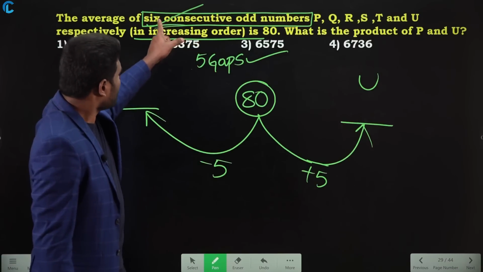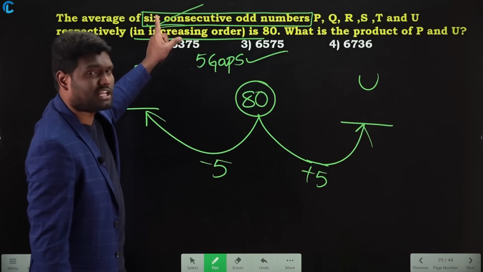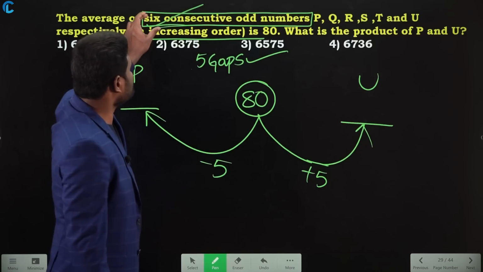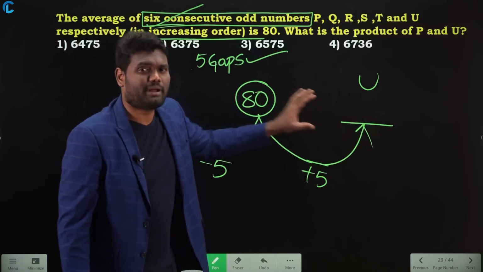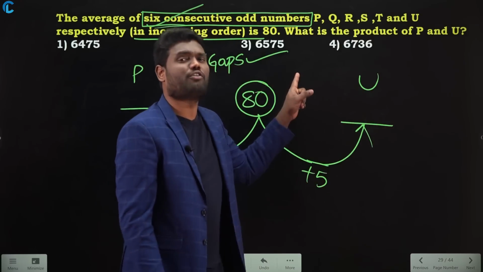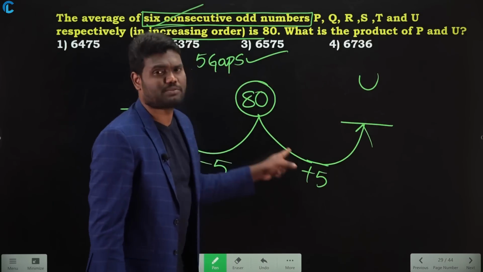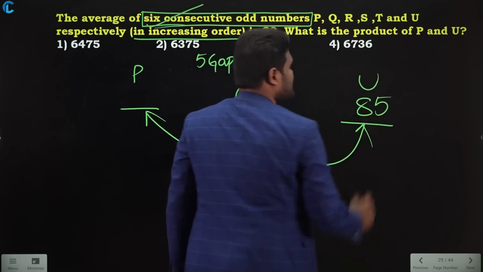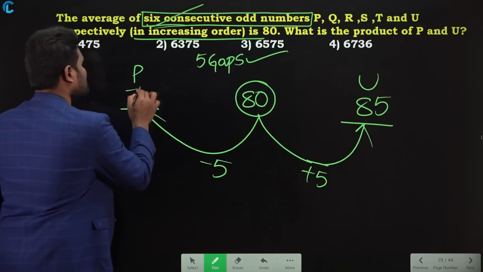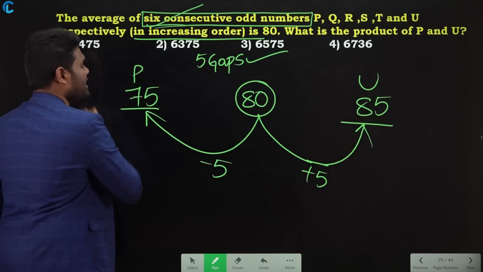Whenever you have consecutive even numbers or consecutive odd numbers, the number of gaps will be 1 less than the number of numbers. If you need to know the highest number, directly add the number of gaps. Now I have 5 gaps, directly 80 plus 5, 85. This is going to be my highest number. Similarly, 80 minus 5 is 75. This is going to be my smallest number.